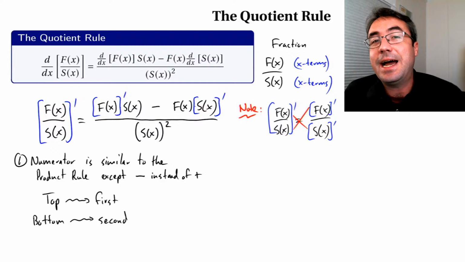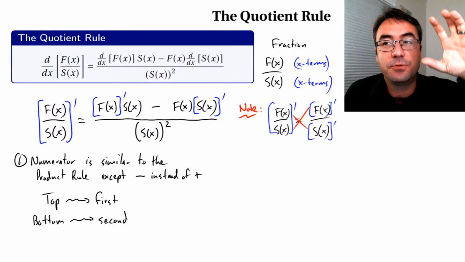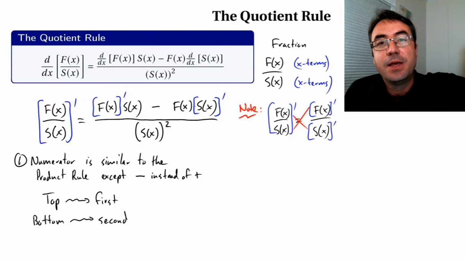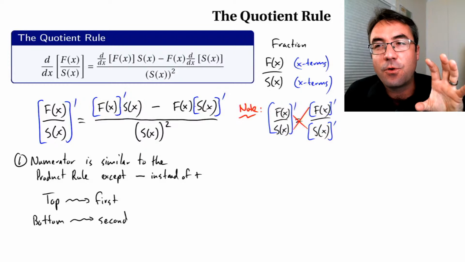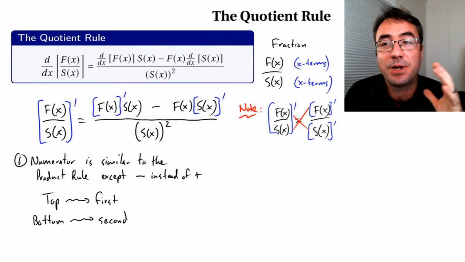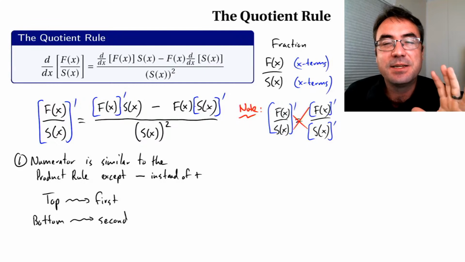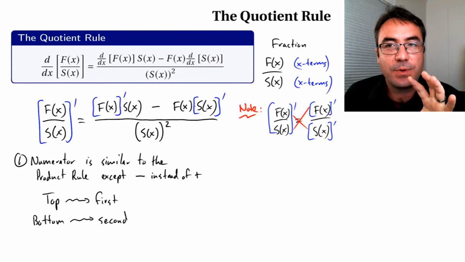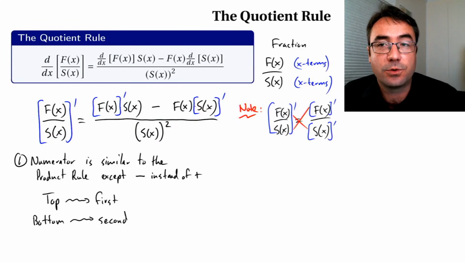So what you would at first glance expect is that the derivative of the fraction would be the derivative of the terms in the top divided by the derivative of the terms in the bottom. And unfortunately, it would be really nice if that was the case, but it's not true. So kind of like the product rule, it doesn't behave quite as expected. So we have this more involved formula for how to differentiate a quotient.